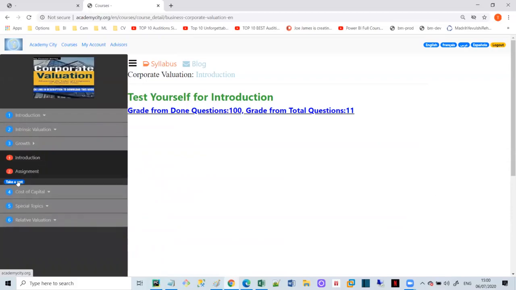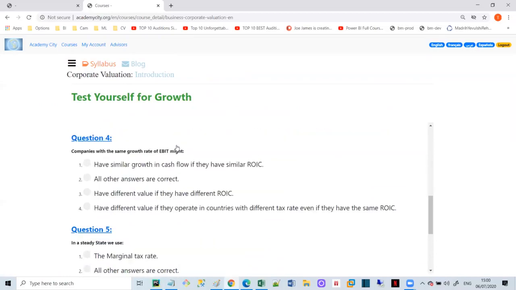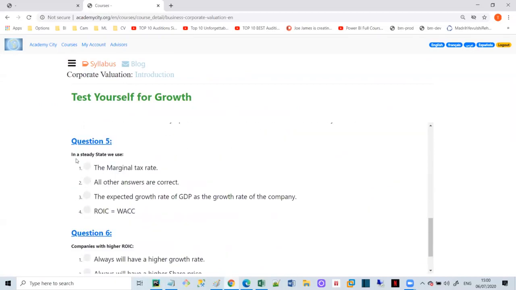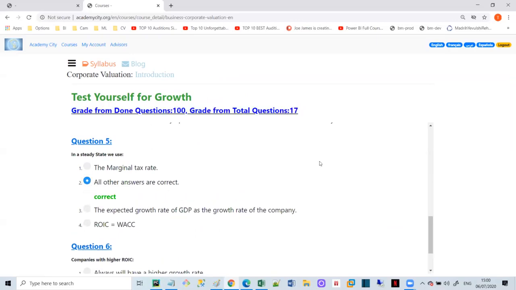Growth, the same thing you have also here. Take a test, you go into here, you have several questions. Some of them I took from previous exams. In a steady state, we use the marginal tax rate, yes. The expected growth rate of GDP, yes. ROIC equal to what? Yes. So that must be the right answer. Okay, this is an excellent review question. We just went over all of that a few minutes ago. But this is really a good question.